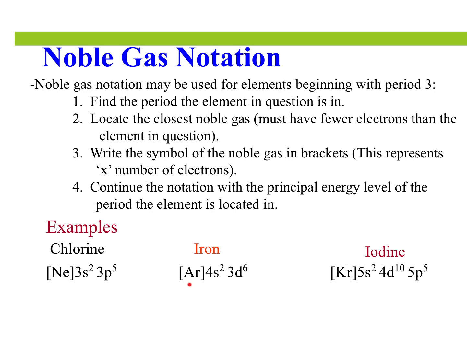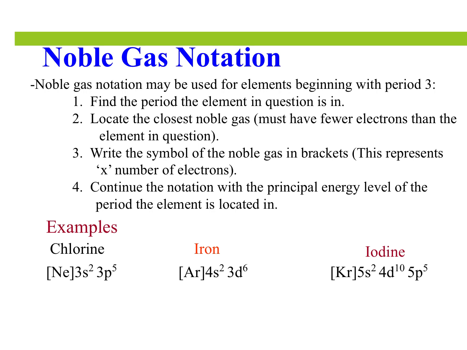Next, I have iron. If you find iron on the periodic table, the closest noble gas that comes before iron is argon. So we place argon in brackets, and then we start after argon. We have 4s2, and then we get to 3d, and if we count over to iron, it's 6.